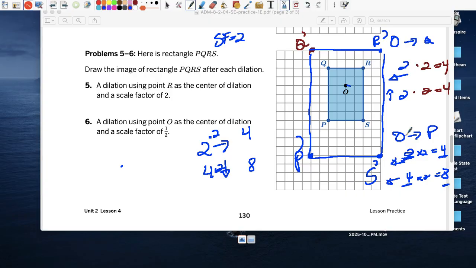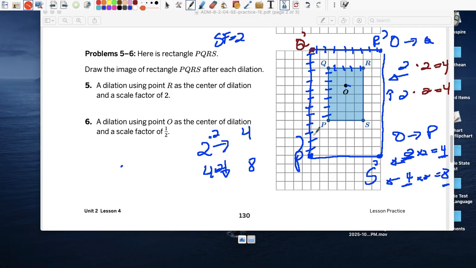Distances, right, and if you count, let's call this the distance between Q and R. It's 1, 2, 3, 4 units. The distance between Q prime and R prime, guess what? It's going to be 8. 1, 2, 3, 4, 5, 6, 7, 8. Right? And likewise, from Q to P, it's 1, 2, 3, 4, 5, 6. So Q prime to P prime should be 12. Right? 1, 2, 3, 4, 5, 6, 7, 8, 9, 10, 11, 12.